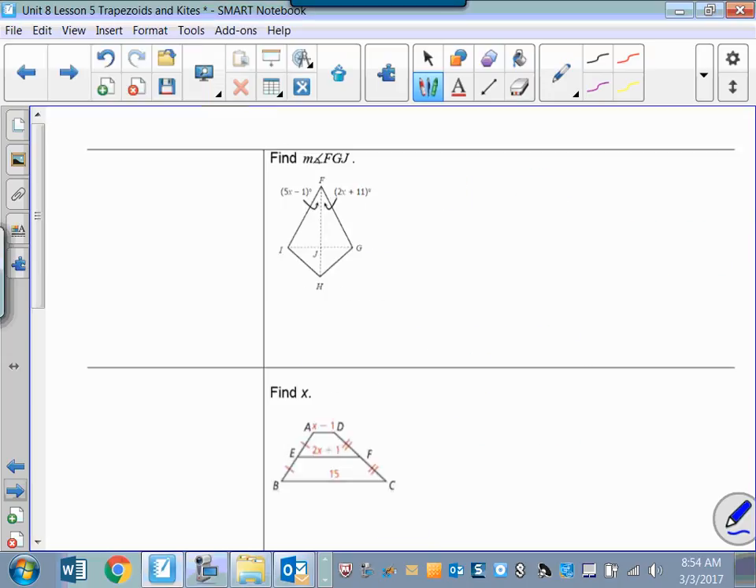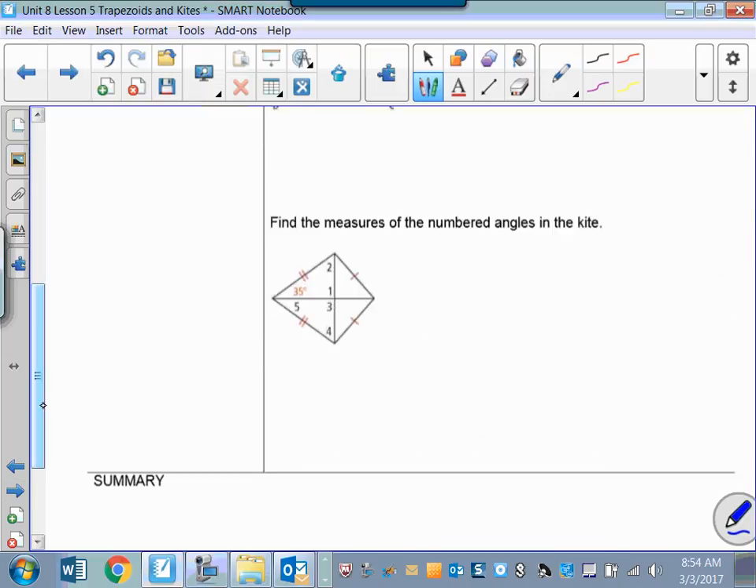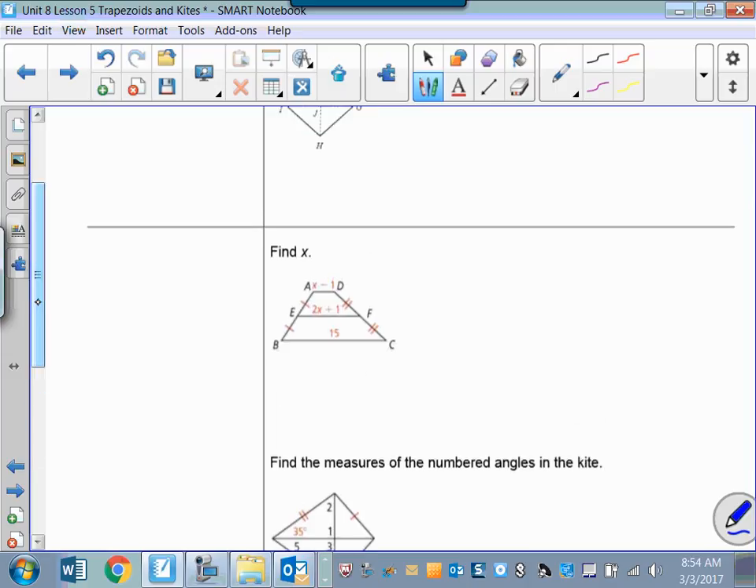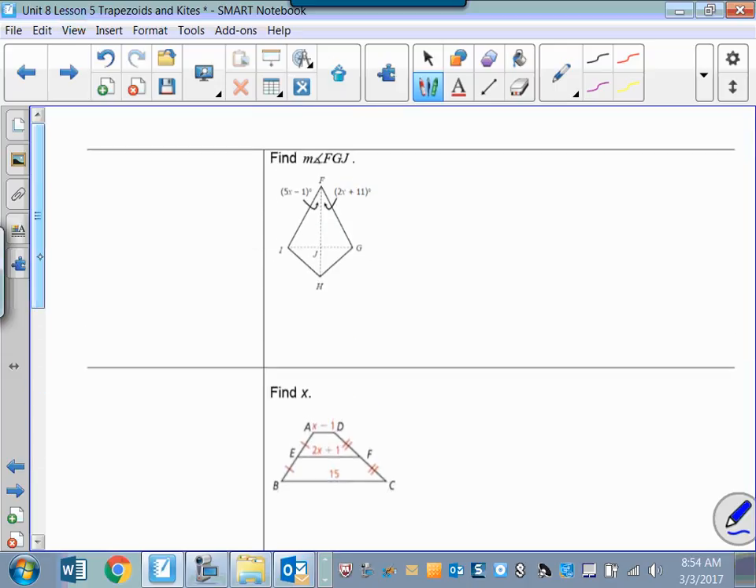Okay, what have we got now? Let's see. Oh, 3 more problems. So what I'm going to do is let you work these and come back and check your solutions. Our next lesson will be on quadrilaterals in the coordinate plane. That will be the last lesson in our unit on polygons, and we will see you then.